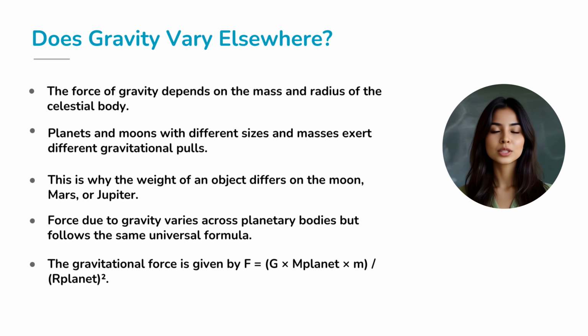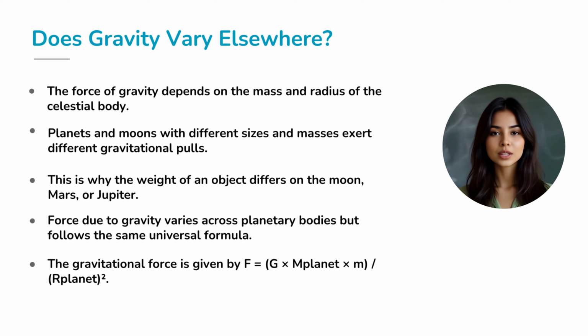Now here's a fun twist. Gravity is not the same everywhere. Different planets have different masses and radii. This means that the gravitational pull they exert on objects varies. For example, the moon has less mass, so the same object weighs much less on the moon. This is why astronauts on the moon can leap much higher.